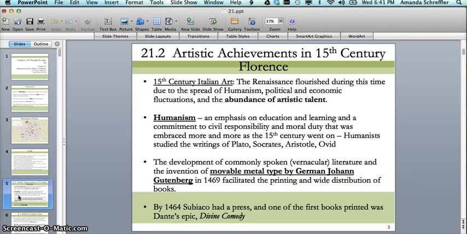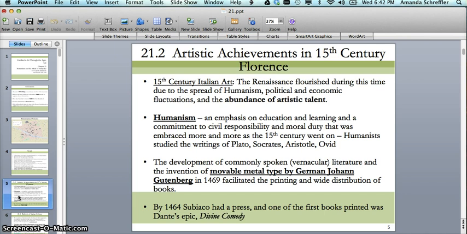So you want to remember the movable metal type is invented by the German Johann Gutenberg in 1469, which allows this common vernacular to be printed and distributed. And so this is important. So these important books that are written, the example that they discuss in the text is the Divine Comedy by Dante. This is printed, and those who are educated in Florence can begin reading this information.